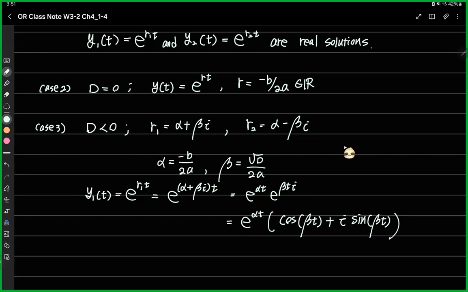Euler's formula: e to the a i is equal to cosine a plus i times sine a. That's Euler's formula. You see this one in, I don't know, a complex analysis course.